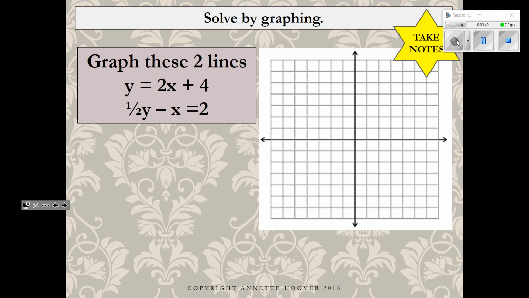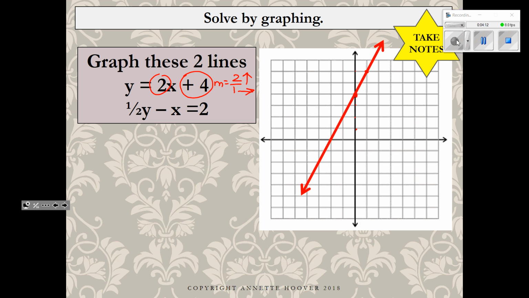Okay, let's look at these two lines. Again, we're going to start with the y-intercept at 4. 1, 2, 3, 4. From there, we're going to do the slope. The slope is 2 over 1. That means we're going to rise 2 and go to the right 1 from the y-intercept, which is right here. We can graph that line.